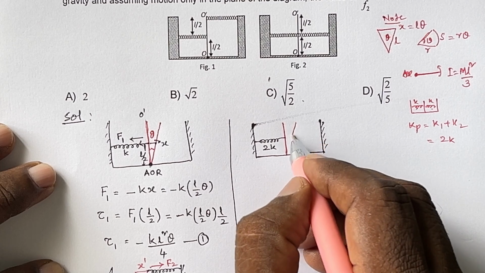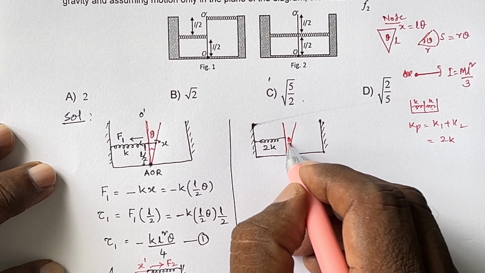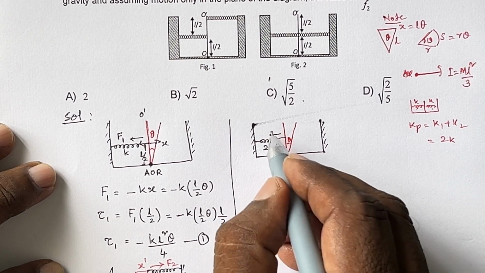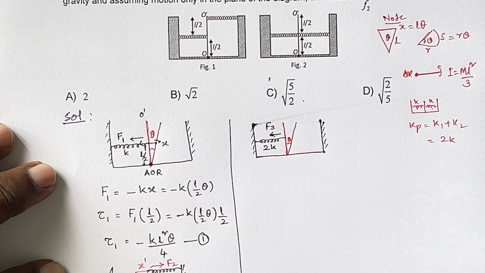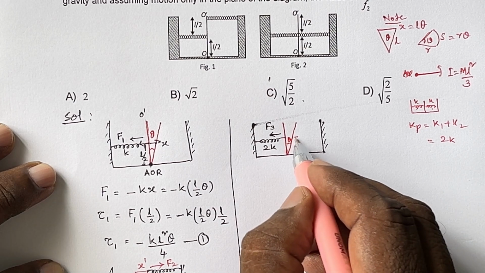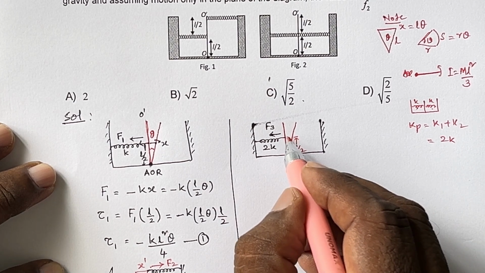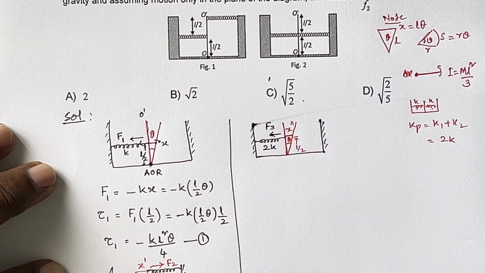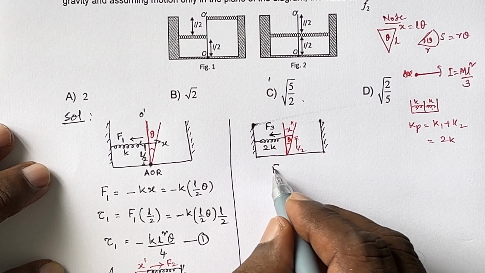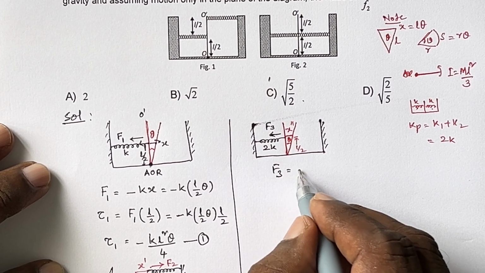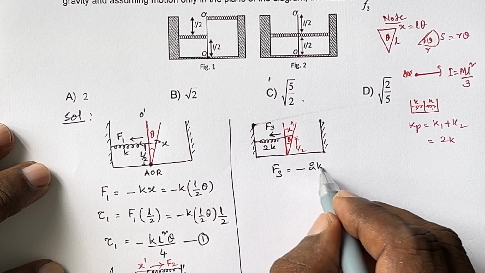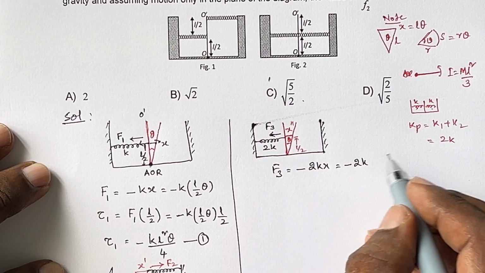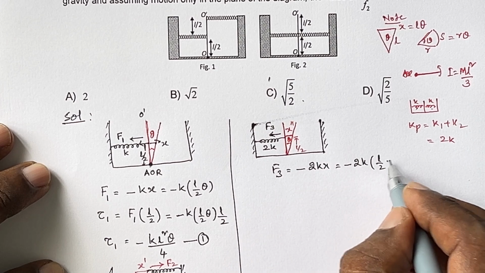So if I make a small angular displacement here, immediately the restoring force develops here. Let us say this is F3, the distance is L by 2, and the small displacement is x double dash. So that force F3 is equal to minus 2kx, that is equal to minus 2k, where x is L by 2 into theta.